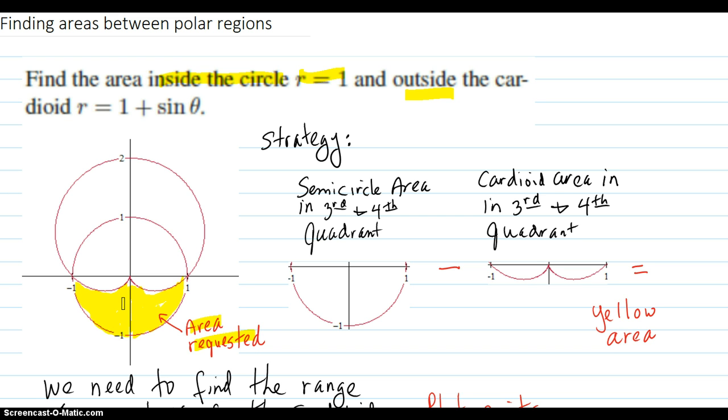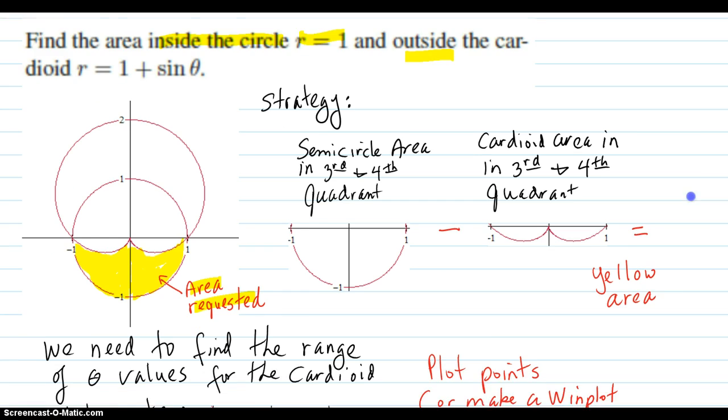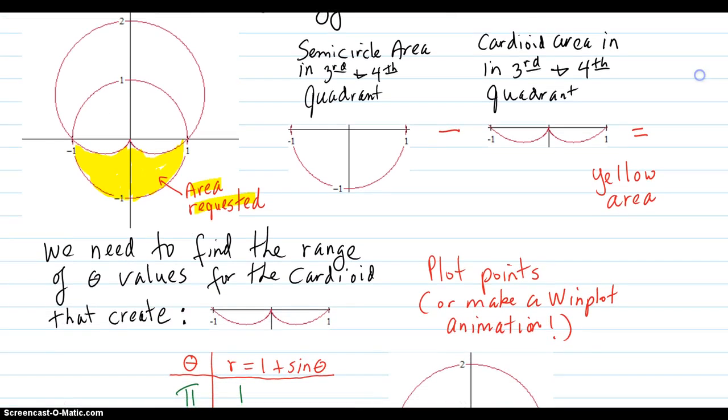So our strategy, it's like a geometry problem. Take the semicircle area and subtract off the cardioid area in the third and fourth quadrant. And I think you can see that would leave us with the yellow area if you did that. Okay, so we need to find a range of values for theta for the cardioid that create this part here.